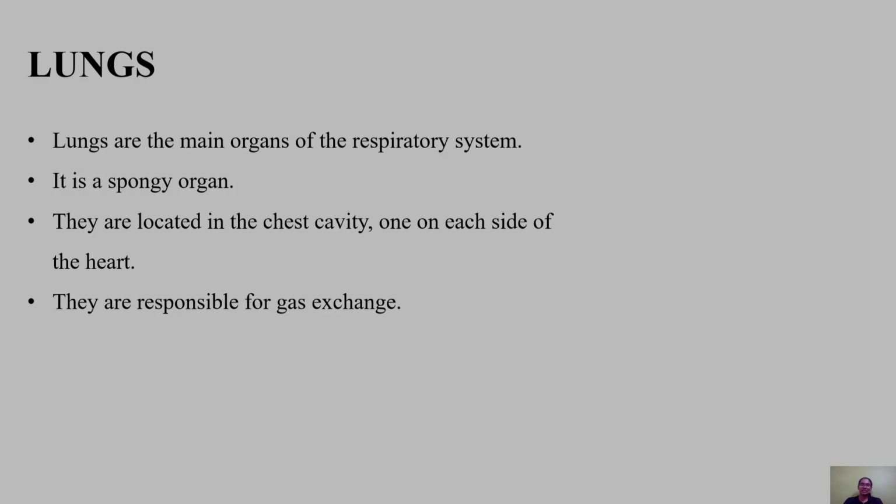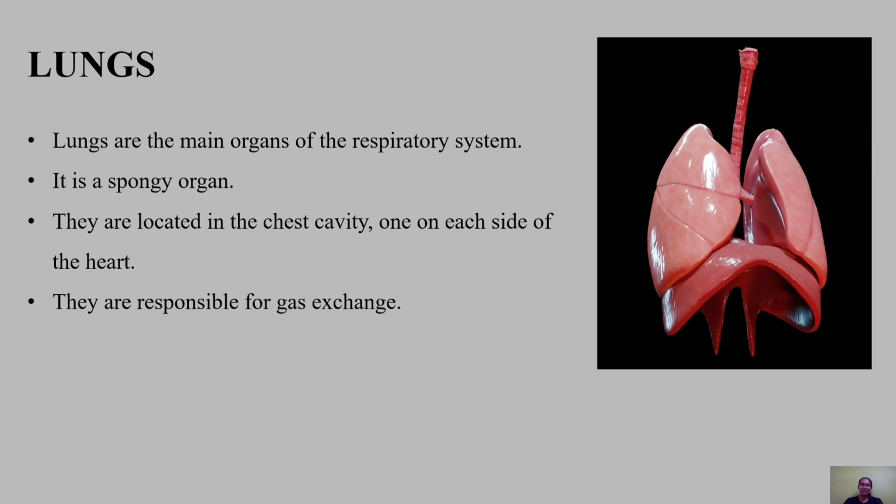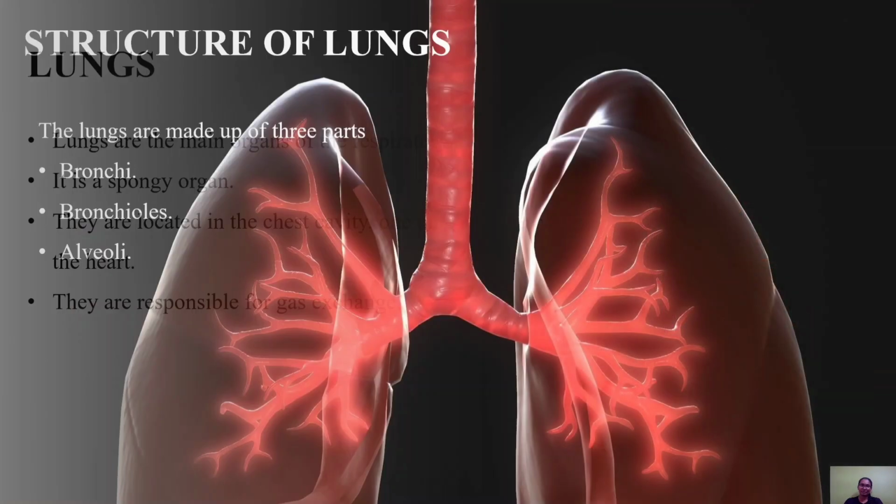Lungs. Lungs are the main organs of the respiratory system. It is a spongy organ located in the chest cavity, one on each side of the heart, and is responsible for gas exchange, which is the process of moving oxygen from the air into the bloodstream and carbon dioxide from the bloodstream into the air. The lungs are made up of 3,000 million alveoli. The lungs are very delicate organs and can be easily damaged by smoking, air pollution, and other environmental factors.